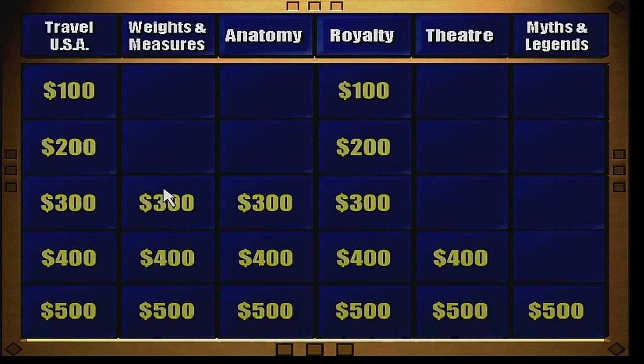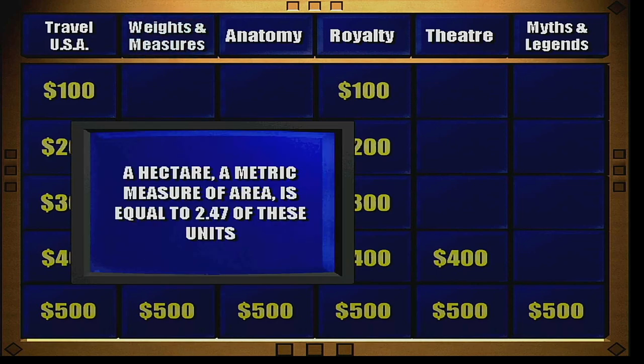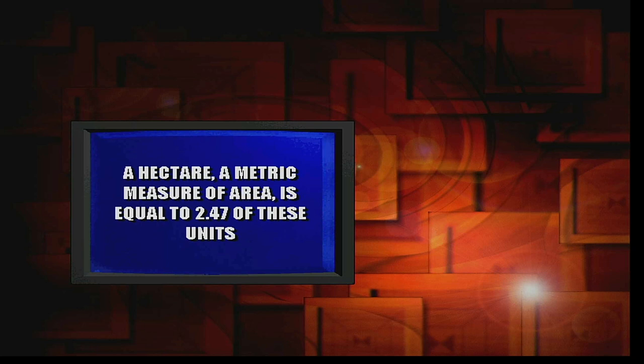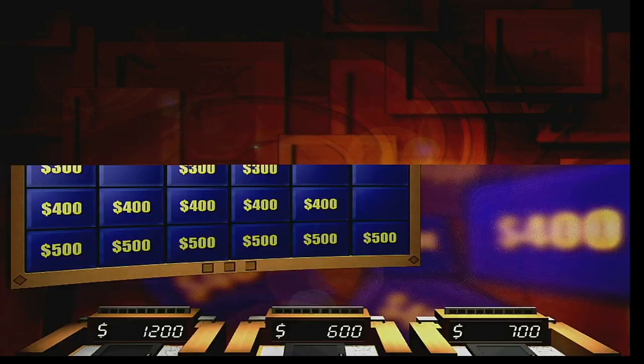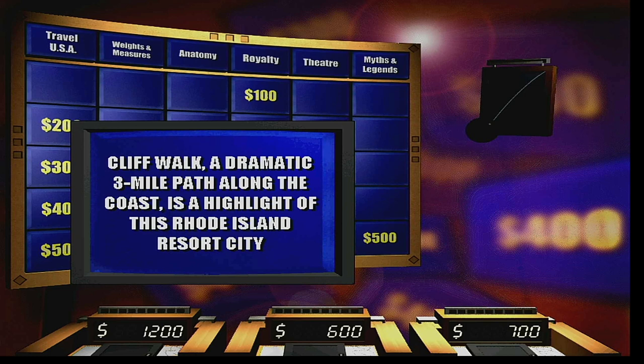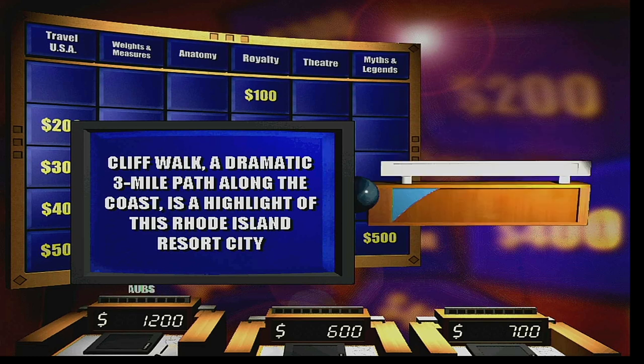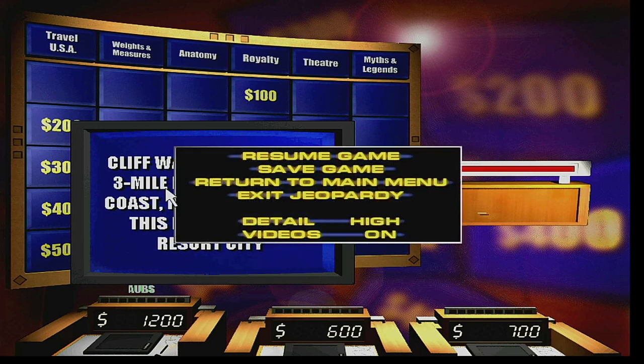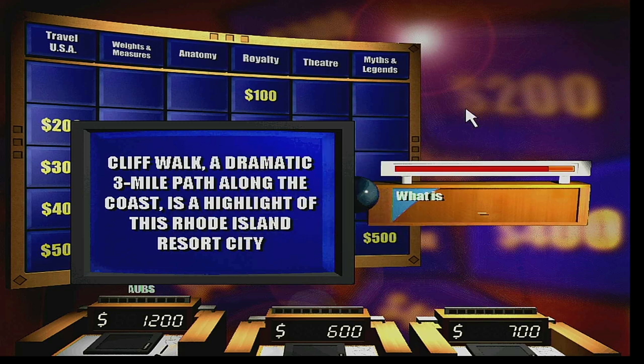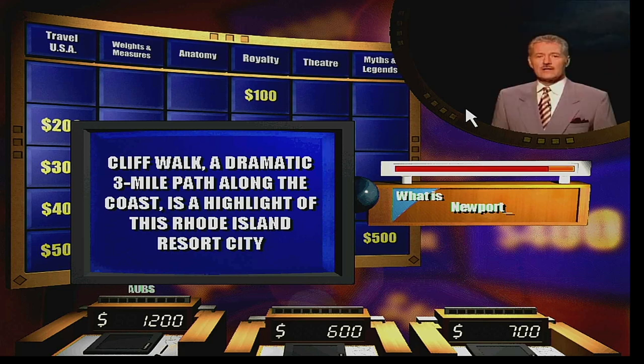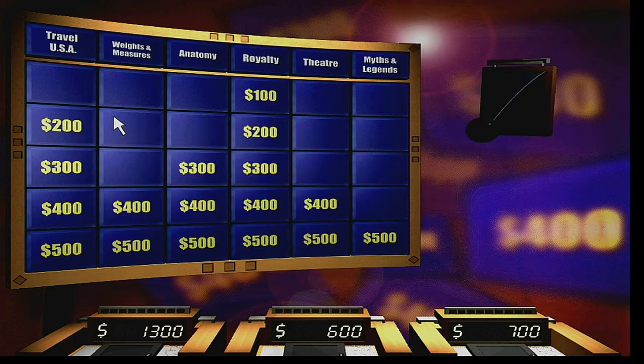Player one, you choose. A hectare, a metric measure of area, is equal to 2.47 of these units. Player two, What are acres? Correct. Cliff Walk, a dramatic 3-mile path along the coast, is a highlight of this Rhode Island resort city. Player one, What is Newport? Correct. Travel USA 200.